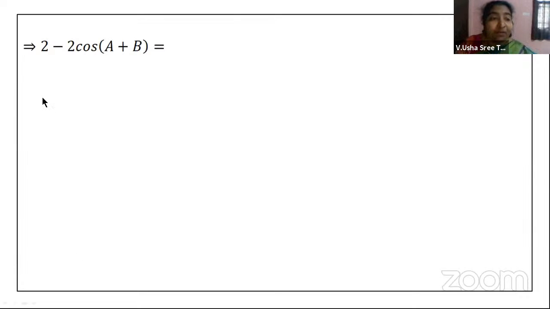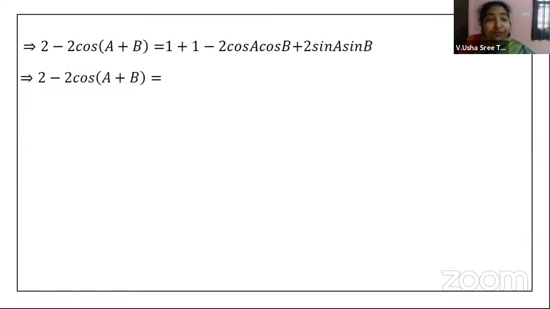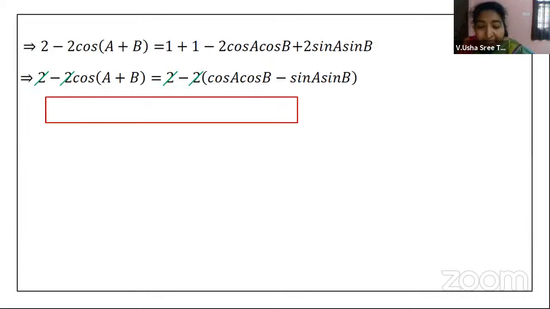This was the last statement we have. 2 minus 2 cos of a plus b is equal to 1 plus 1 minus 2 cos a cos b plus 2 sin a sin b. Still further we will try to simplify. You have 2 minus 2 cos a cos b, 1 plus 1 which is 2. I am taking 2 common from these two terms, of course minus also. Then you will get cos a cos b minus sin a sin b. We will cancel the terms possible. Then you will have cos of a plus b is equal to cos a cos b minus sin a sin b.